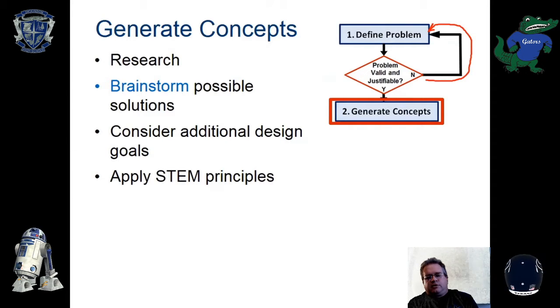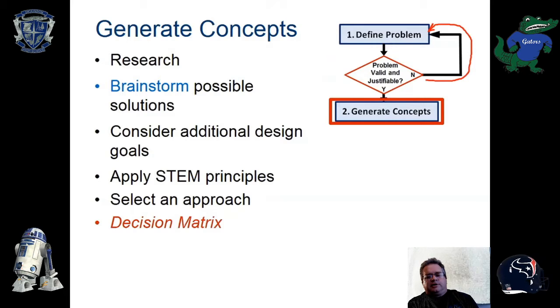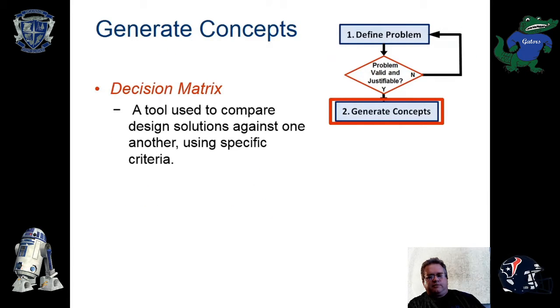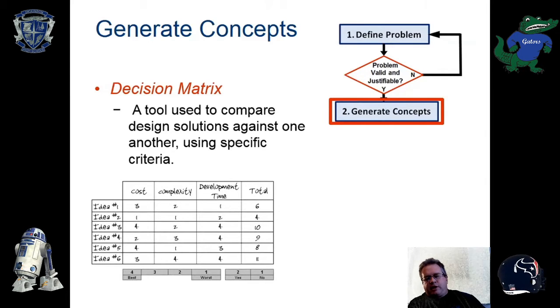Consider the additional design goals. Apply STEM principles: science, technology, engineering, math. Especially the math part. The technology, in the case of the robot, is the physical hardware. Engineering is the people. The math is the thinking and sketching. Select an approach. By using this process, you can select an approach, and if it doesn't work, you can come back and figure out, okay, what step did we break down on?